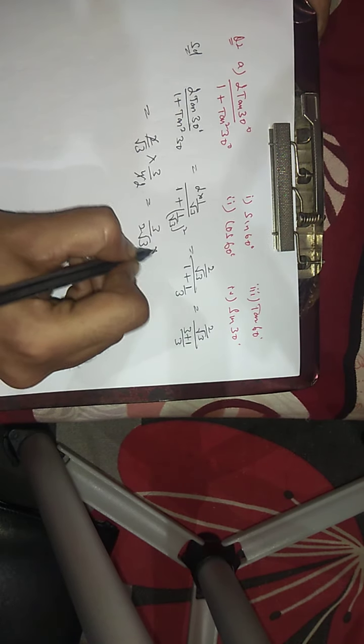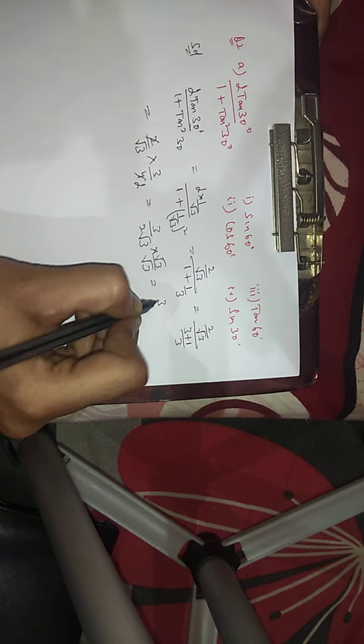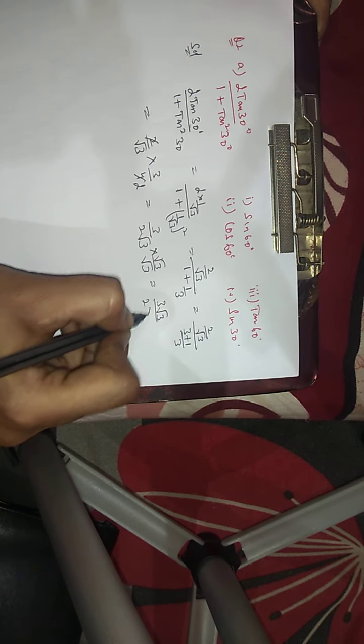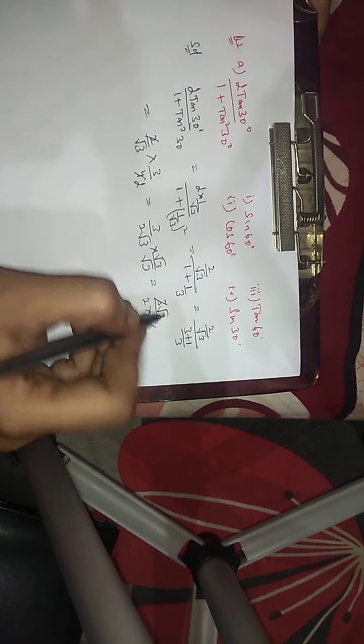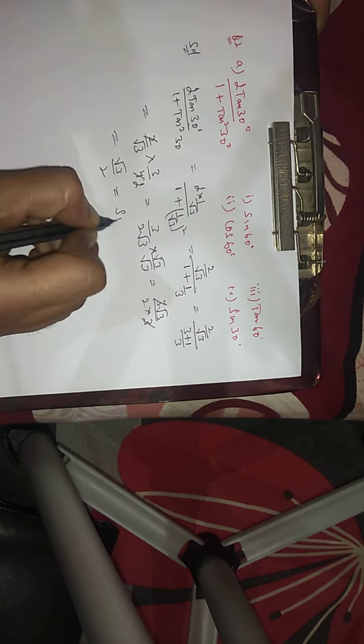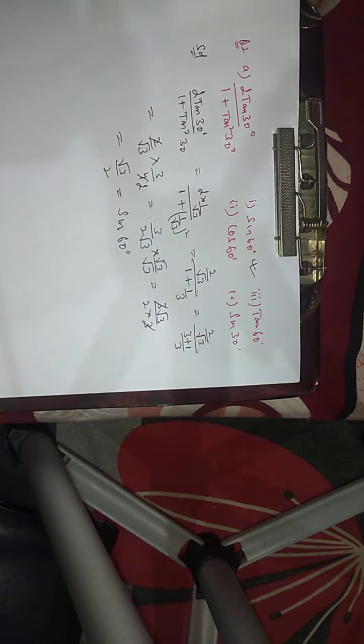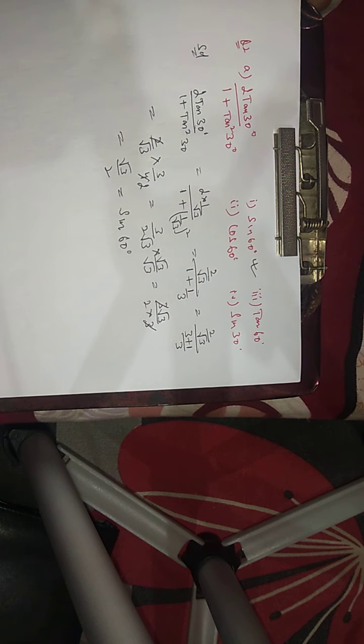So when we rationalize it and multiply numerator and denominator by root 3, what we get is 3 root 3 upon 2 into 3. 3 gets cancelled out, so it's root 3 by 2. As we know, root 3 by 2 is the value of sin 60, so the correct option is option number 1, that is sin 60.